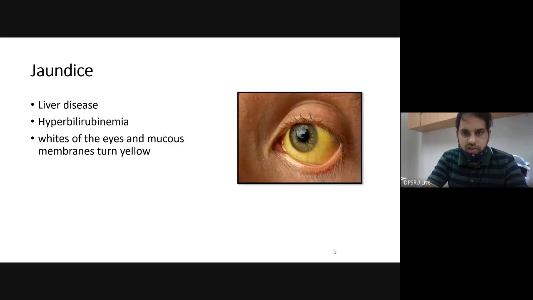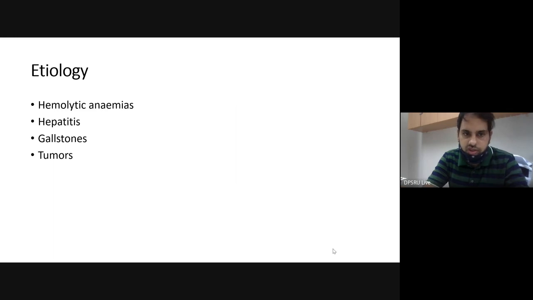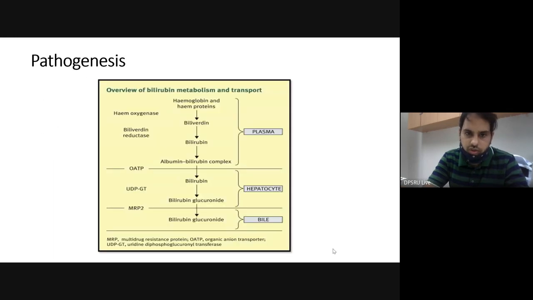Another thing we have discussed is bilirubin, so jaundice. An increase in bilirubin level causes yellow coloration of the sclera and yellow coloration of the mucous membrane. That condition we call jaundice. And what are its etiologies? It's hemolytic anemia, hepatitis, gallstone, tumor. So it depends upon which type of jaundice the person is suffering from. And as in jaundice there is an increase in bilirubin level, first you have to understand how bilirubin is formed in the body, what is its source, and how it is excreted out.